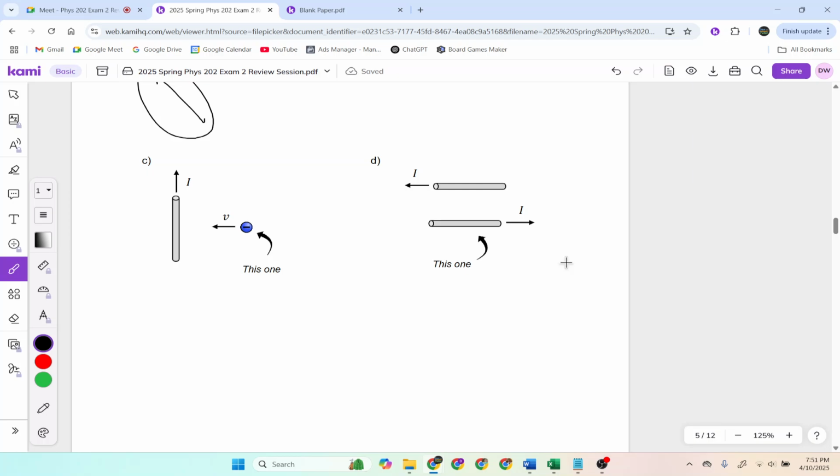Next we have C. Give that one a try. I want to give a hint. You'll notice there's no magnetic field, but I have a wire. That wire is producing the magnetic field. For this one, you need both right-hand rules. First to find the magnetic field, then to find the magnetic force.